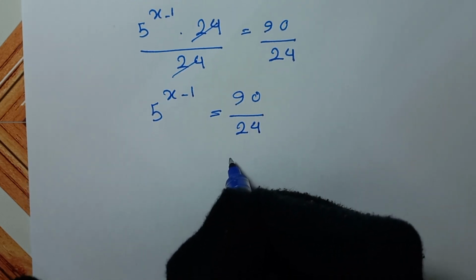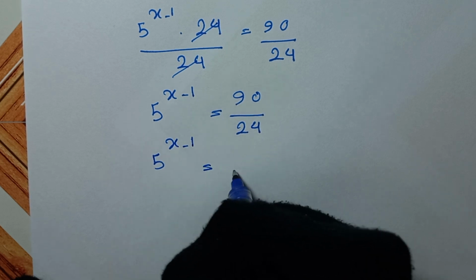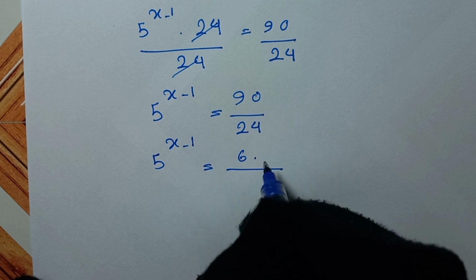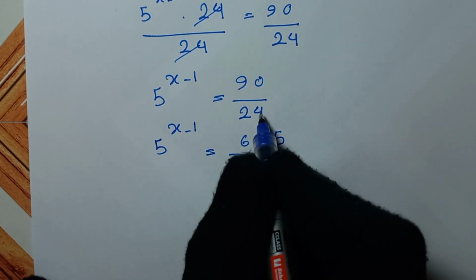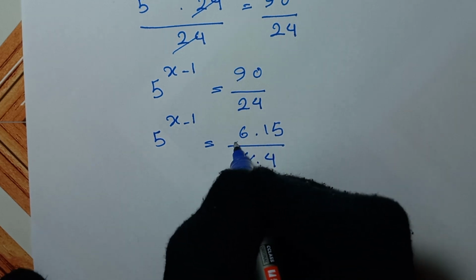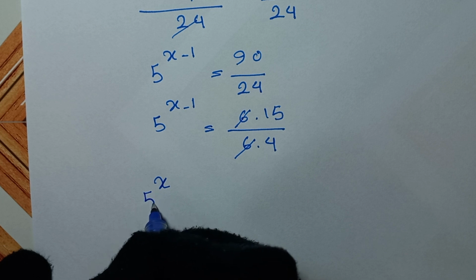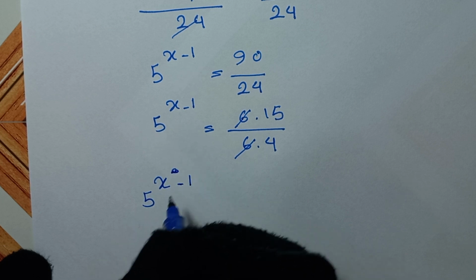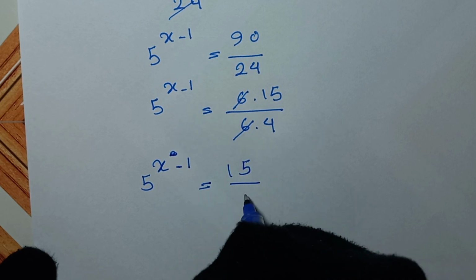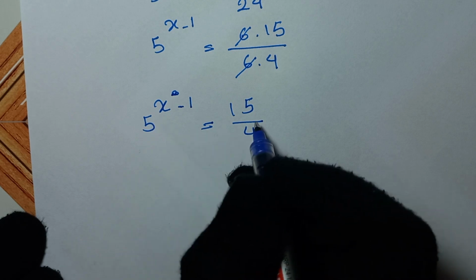In the next step, we can write 5 to the power of x minus 1 is equal to, here 90 we can write as 6 times 15, and 24 we can write as 6 times 4. So this 6 will cancel this 6, and it will be 5 to the power of x minus 1 is equal to 15 over 4. In the next step we apply log to both sides of the equation.